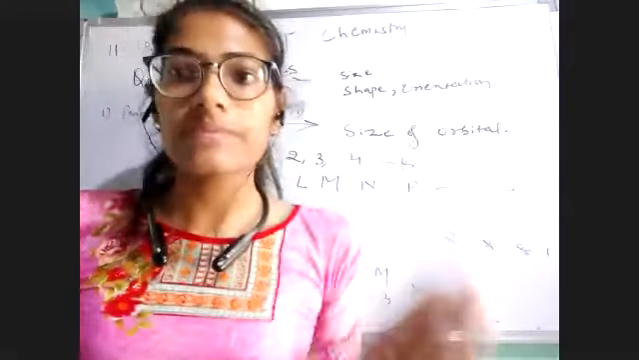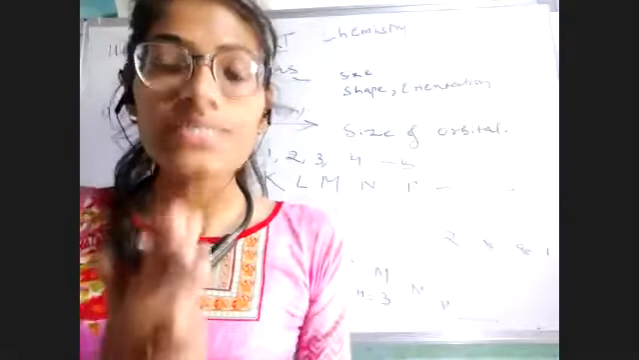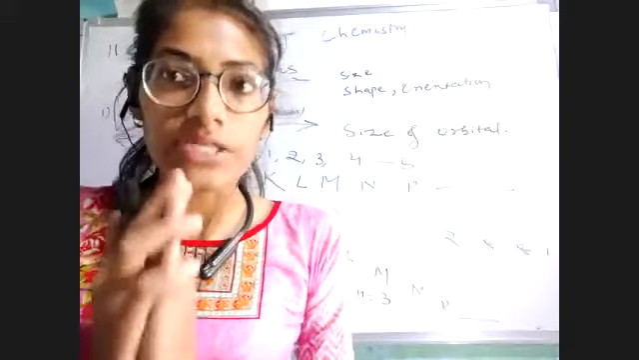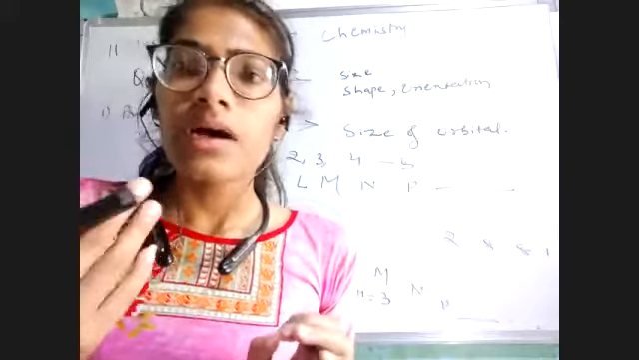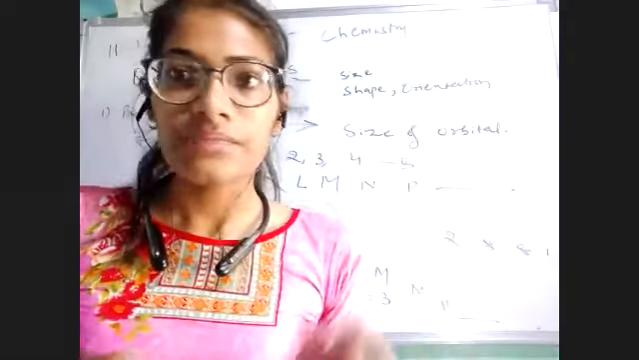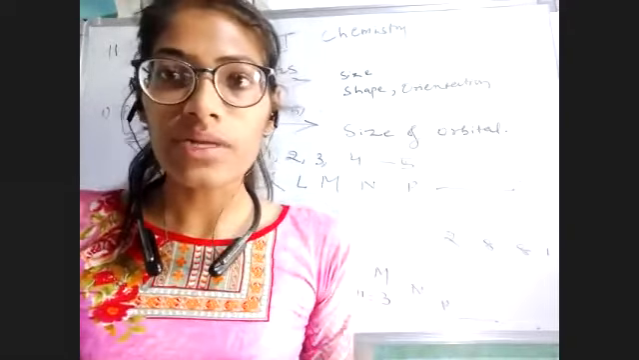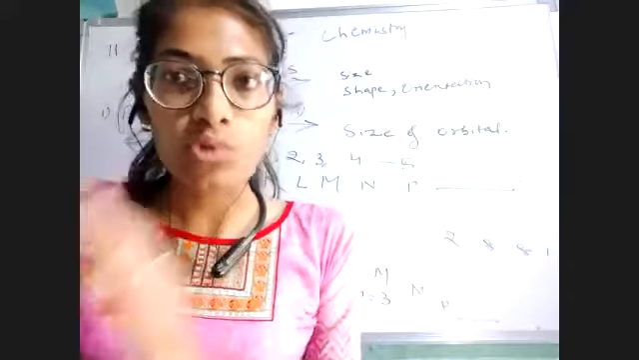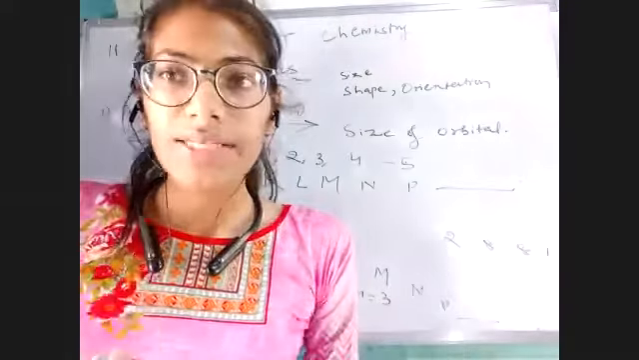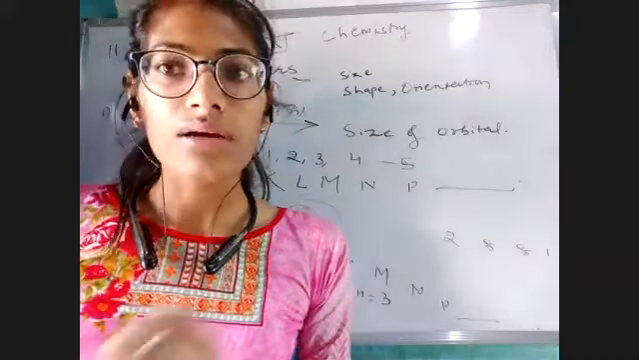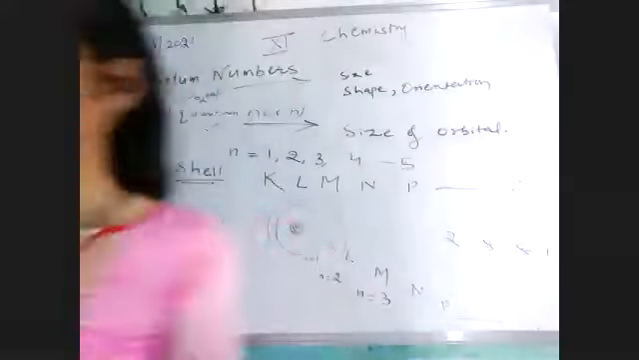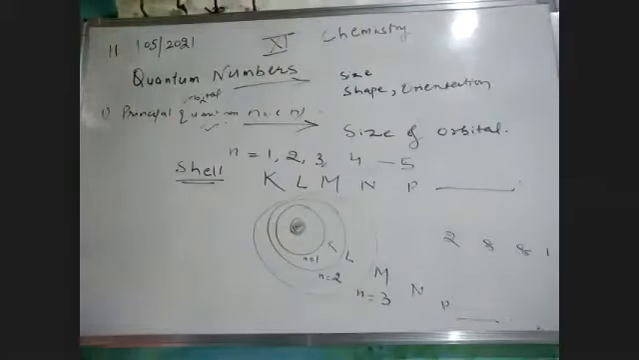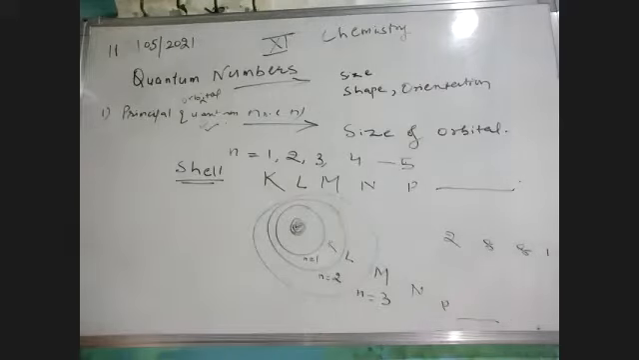These K, L, M, N shells are just a way to represent the shells in the form of alphabetical order, nothing else. This has no much physical importance. It just gives us the idea that we can describe it in mathematical form as well as alphabetical form. Okay, so now let's begin with our next topic, the second quantum number, which is known as the azimuthal quantum number.